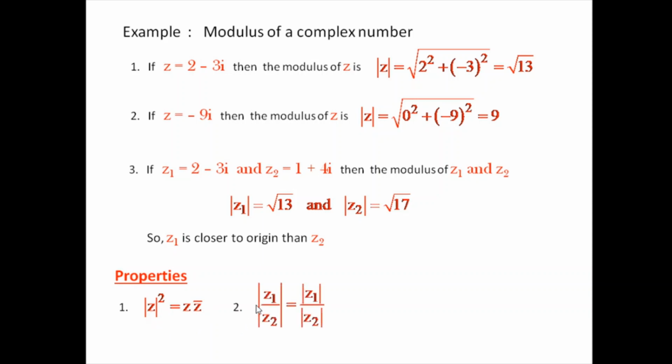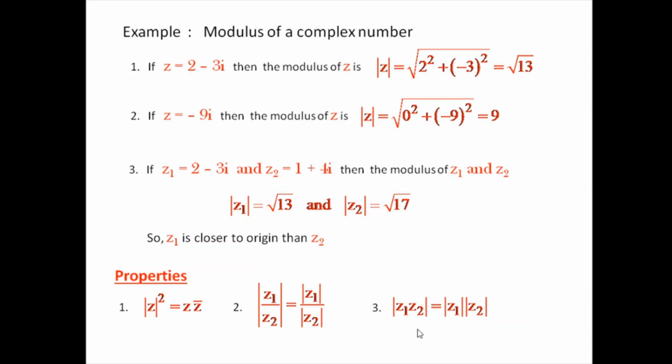Second is the modulus of a ratio of complex numbers. Modulus of z1 over z2 is nothing but the ratio of the moduli, so it is modulus of z1 divided by modulus of z2. Third, the modulus of a product of complex numbers is equal to the product of their individual moduli. So modulus of z1 times z2 is the same as modulus z1 into modulus z2.